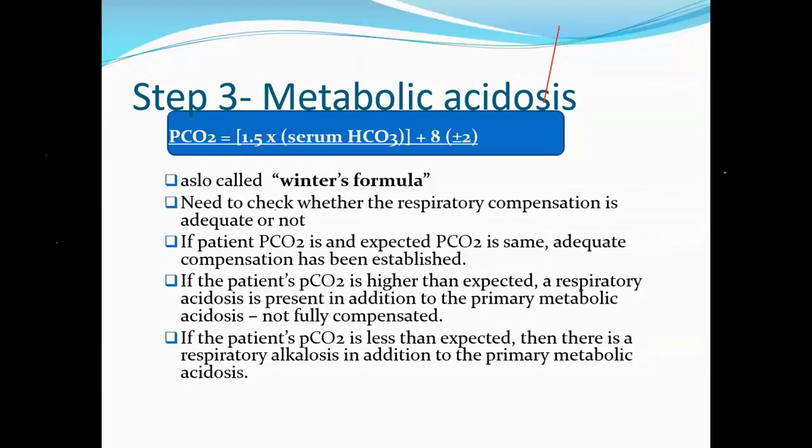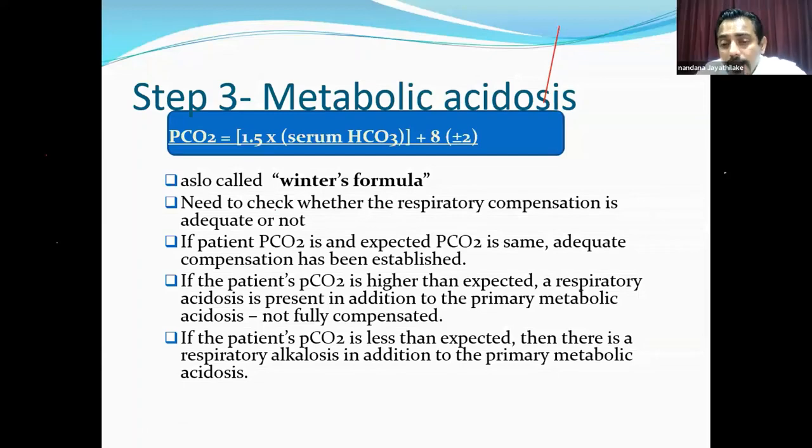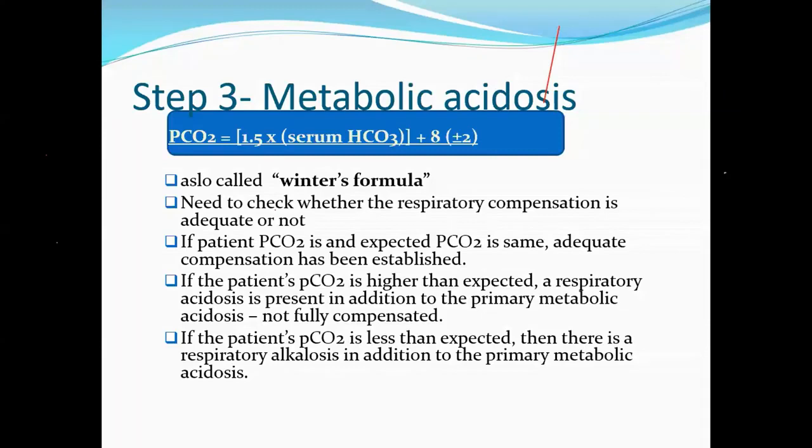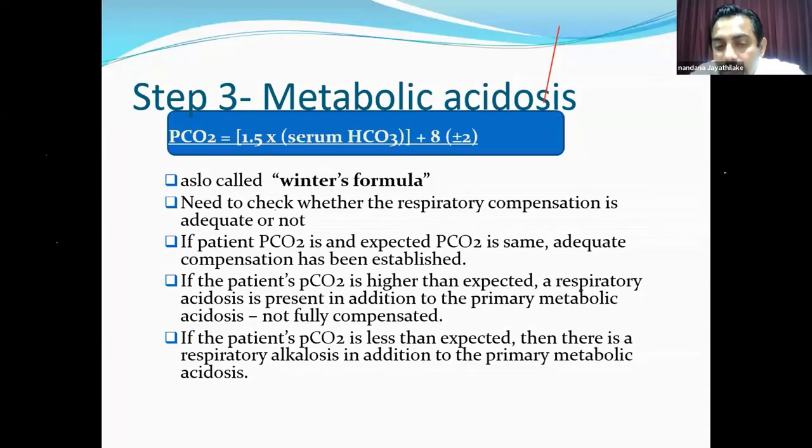If the patient's carbon dioxide is higher than the expected value from this equation, there is a respiratory acidosis in addition to the primary metabolic acidosis, which was not fully compensated. If the patient's carbon dioxide is lower than the expected, then there is a respiratory alkalosis in addition to the primary metabolic acidosis.